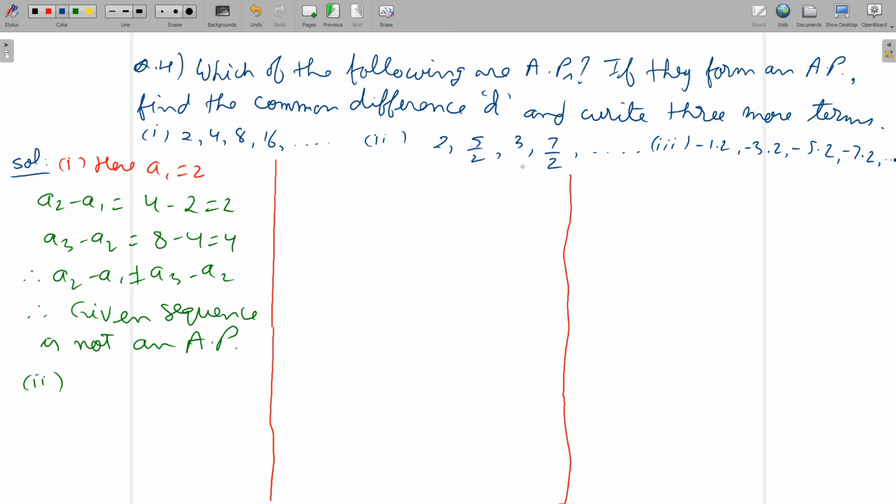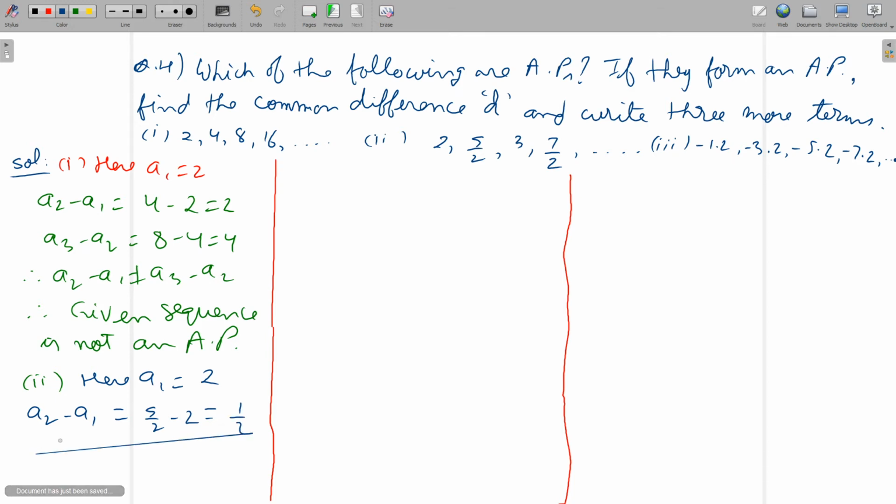So what is the second one? 2, 5 by 2, 3, 7 by 2, and so on. So here A1 is equal to 2. Next, let us find the difference of A2 and A1. A2 minus A1 is equal to 5 by 2 minus 2. If you take the LCM, that is 5 minus 4, that is 1 by 2.